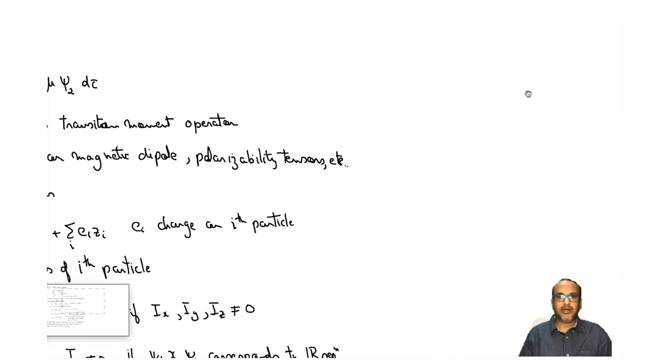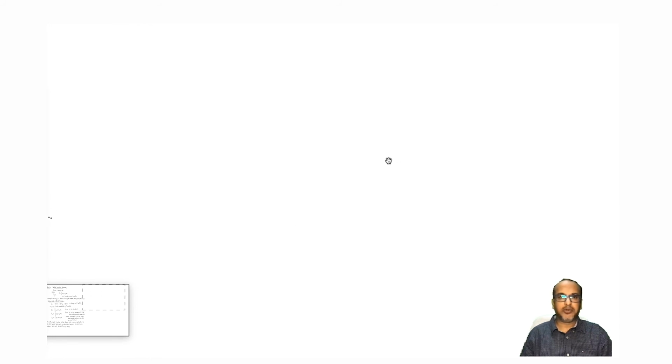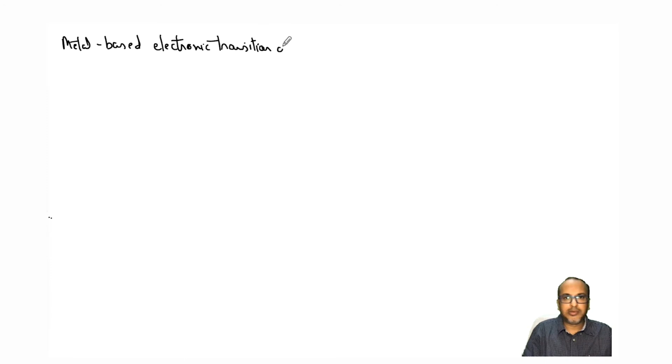So now let's look at an example. We'll try to see if we can solve it. So let me frame the question first. It's a solved example in Cotton, but let's see how to do this. So let's say it's a metal. We are talking about the metal-based electronic transition of Mo2Cl8 4 minus species.